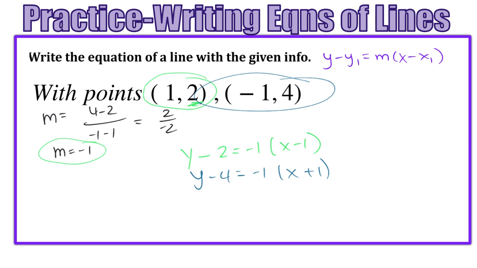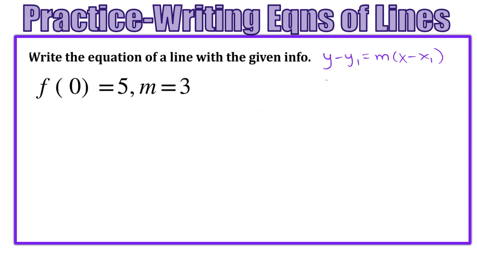Okay, let's look at another example. All right, here we are given a point. Even though this notation looks a little confusing, this is a point. This is just the point (0, 5) and a slope. So go ahead and pause the video and write the equation of this line, and then unpause the video and see how you did. And here we have the equation of that line.